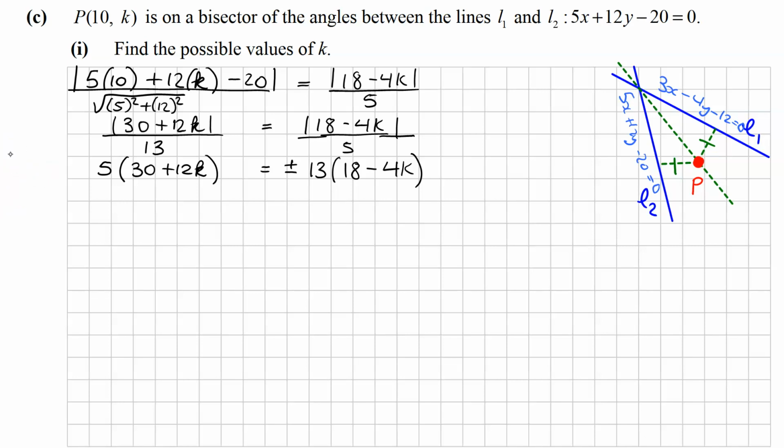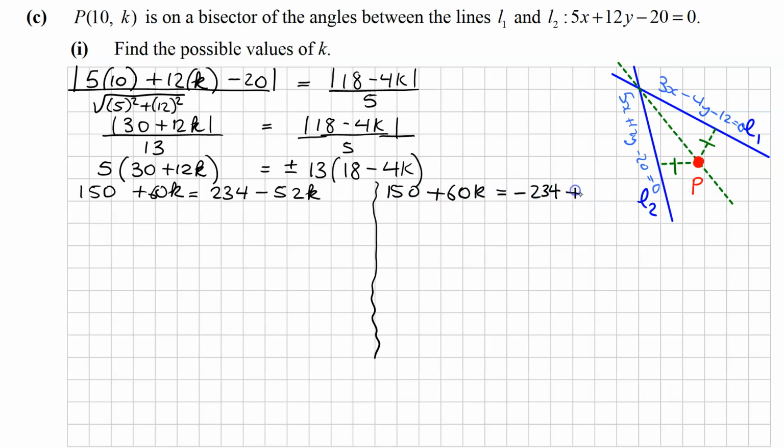Just multiplying this out, we get 150 + 60k is equal to, we'll do the plus version, 234 - 52k. Then we'll repeat the same thing again with a minus 13, so it'll be 150 + 60k equal to -234 + 52k.